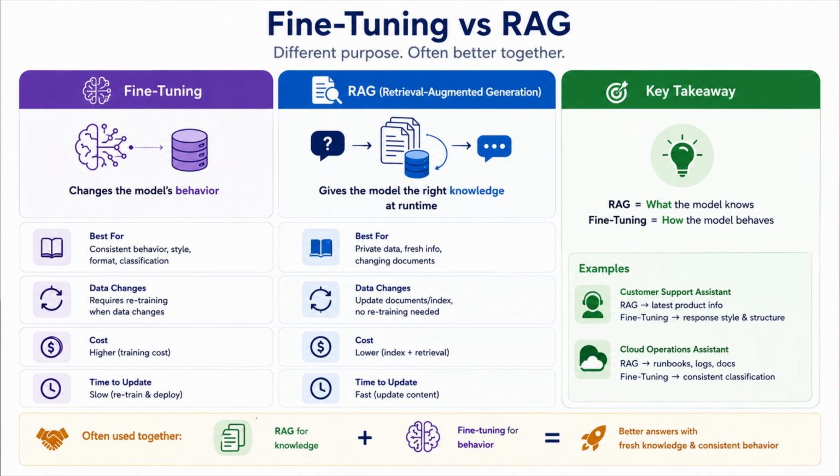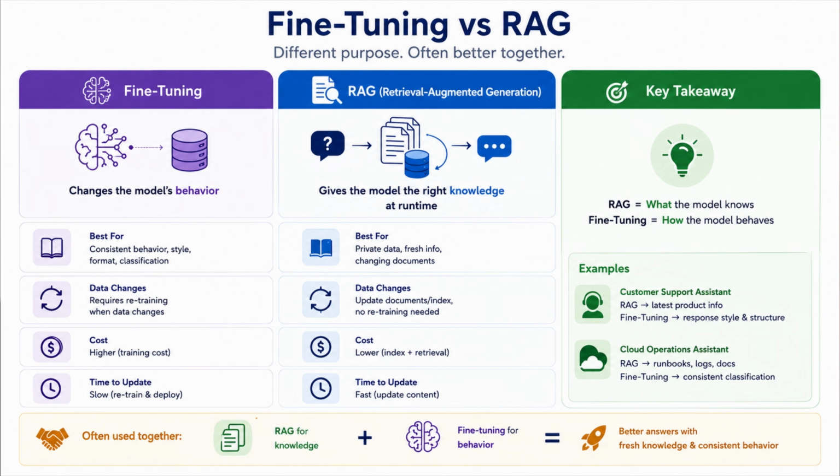Let's take a simple example. If your company updates the HR policy documents every month, you should not fine tune the model every time the policy document changes. That would be expensive and hard to manage. Now, in this case, RAG is a better option because the system can retrieve the latest policy at answer time and give it to the model as context.